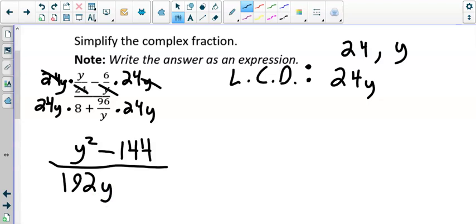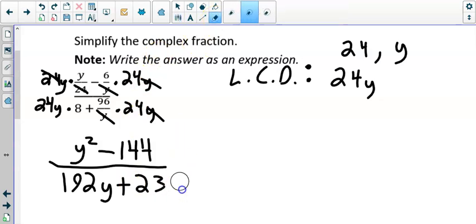$192y plus, what's going to happen between the 24y and the y? The y's are going to cancel. So we need to know what is 96 times 24. $2,304. So there's my new denominator.